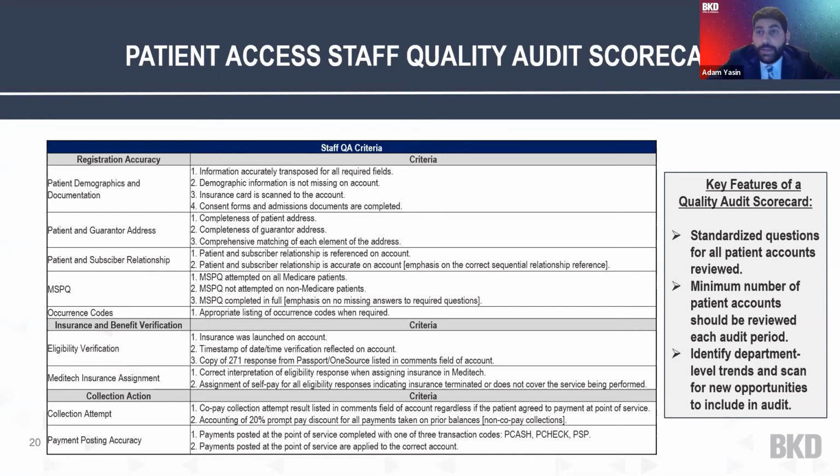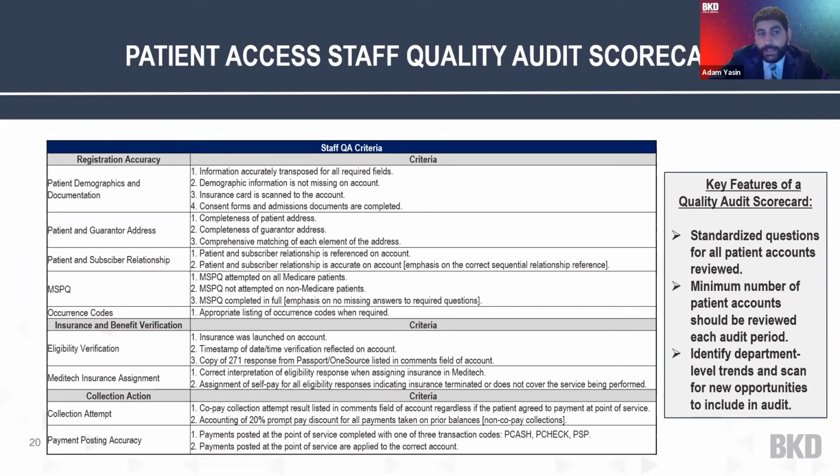How is the team reacting to MSPQ? Are we, as the criteria states, attempting MSPQ on all Medicare patients? Is it not attempted on non-Medicare patients? Has it been completed in full, with emphasis on no missing answers to required questions? So that's sort of the method that we recommend.